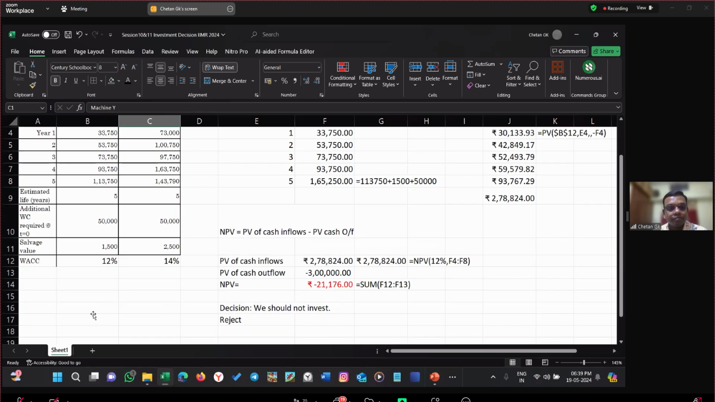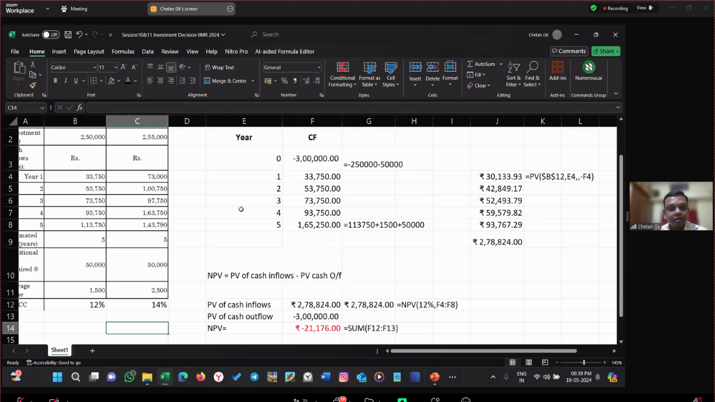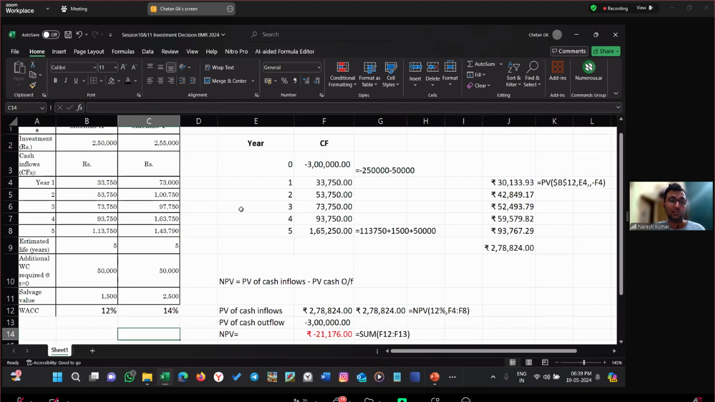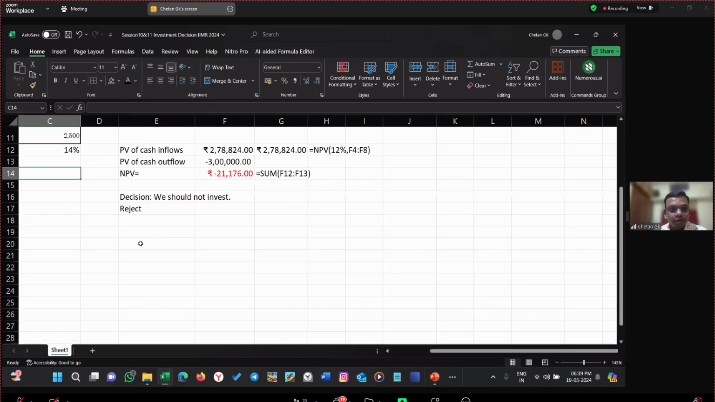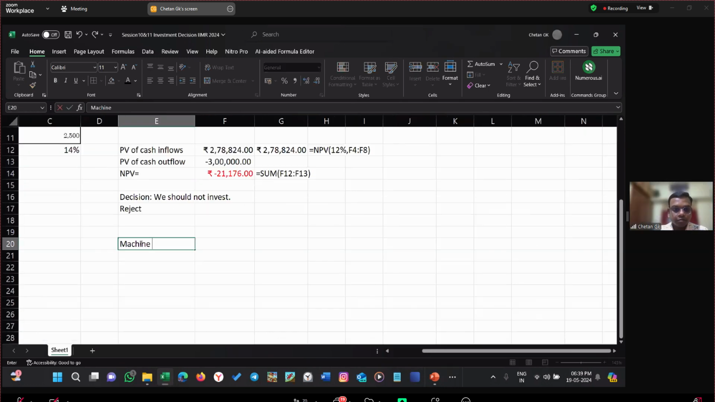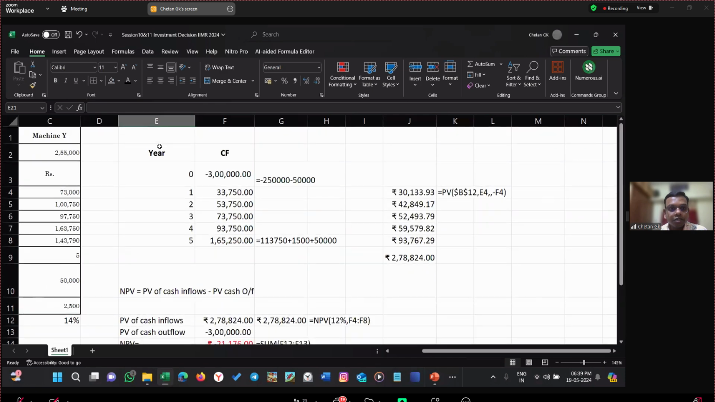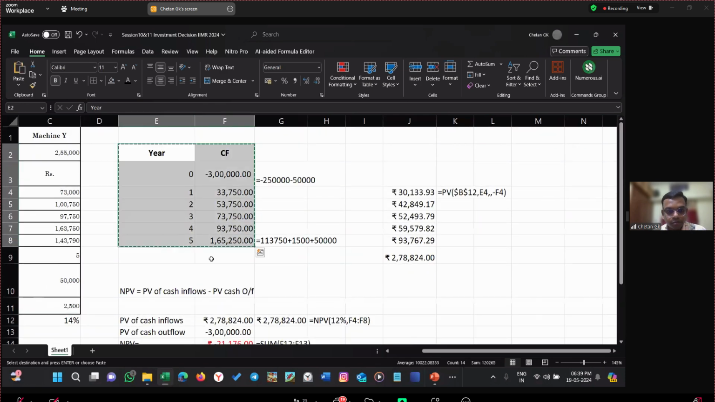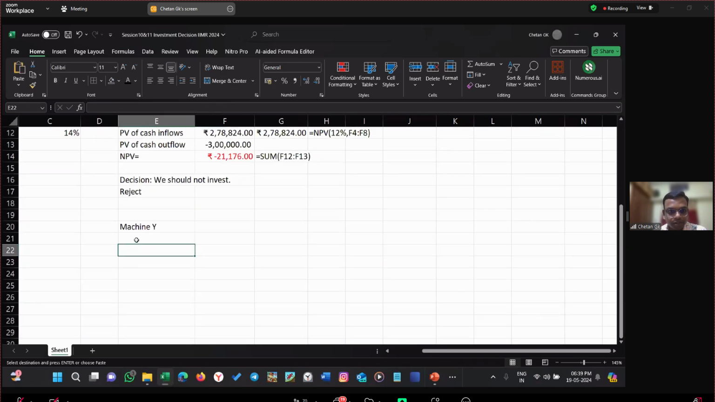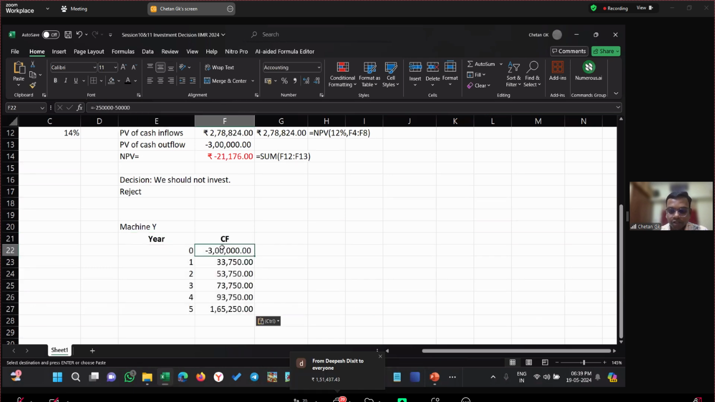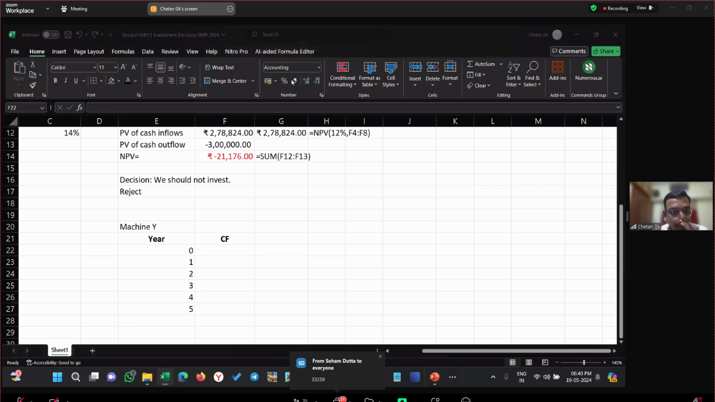Can do it in one step, if everything else is fixed. Yes, by direct NPV. So I am doing for machine Y here. I'll just copy here and paste it here. Only this will change, right? I think somebody has already given the answer. Deepesh is saying 1,51,437. Soham is saying 33,259. Let's see.